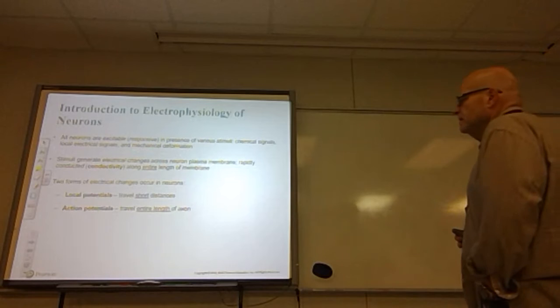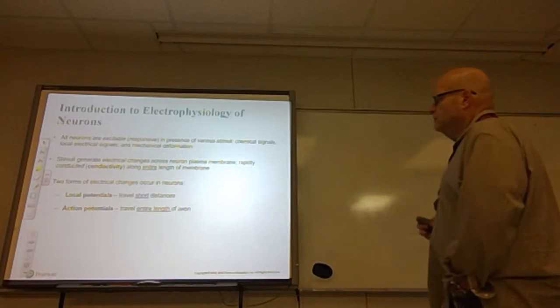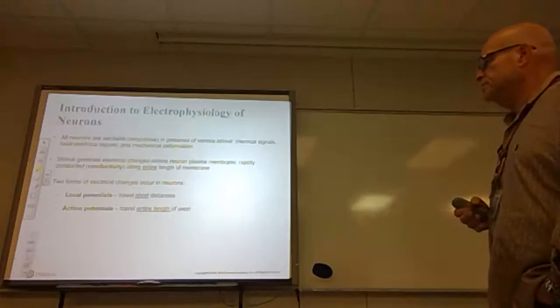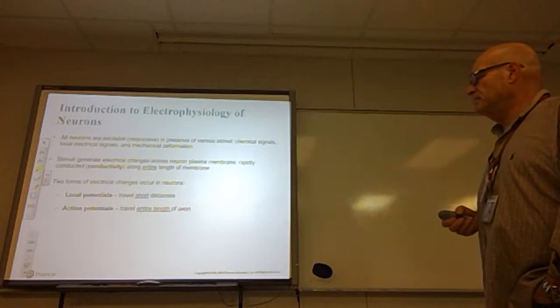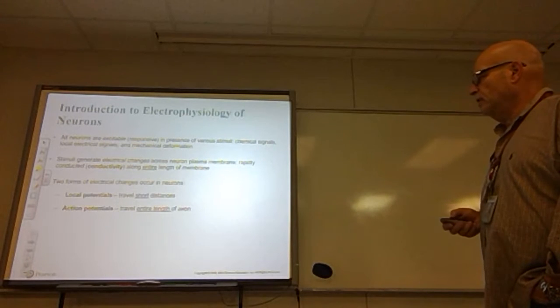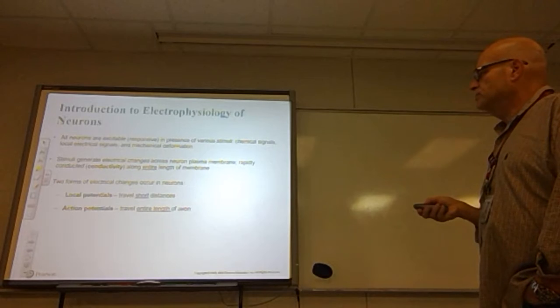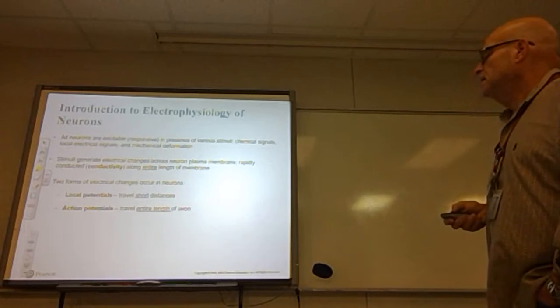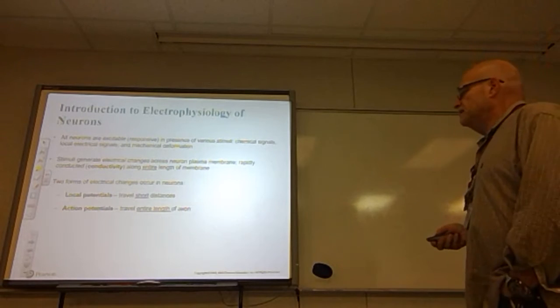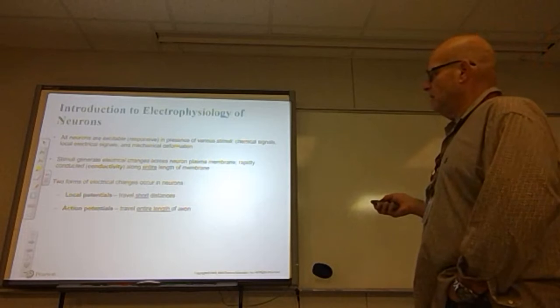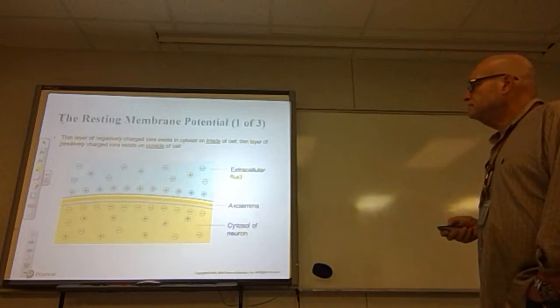There are two different types of electrical charges. There are local potentials that travel very short distances, and action potentials that travel the entire length of an axon.